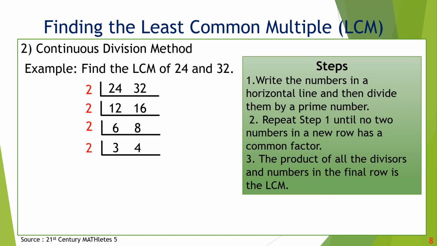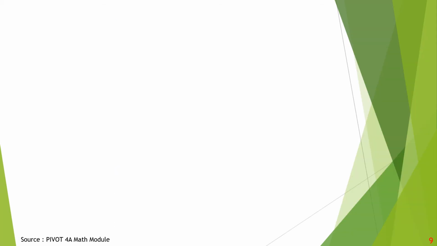So, divide by 2, ang gagawin natin sa 3 ay kokopyahin lang po natin. So, yung 4 divided by 2 is equal to 2. So, yung final row at saka yung prime divisors ay isusulat po natin. So, i-multiply po natin siya lahat. So, 2 times 2 times 2 times 2 times 2 times 3 is equal to 96.